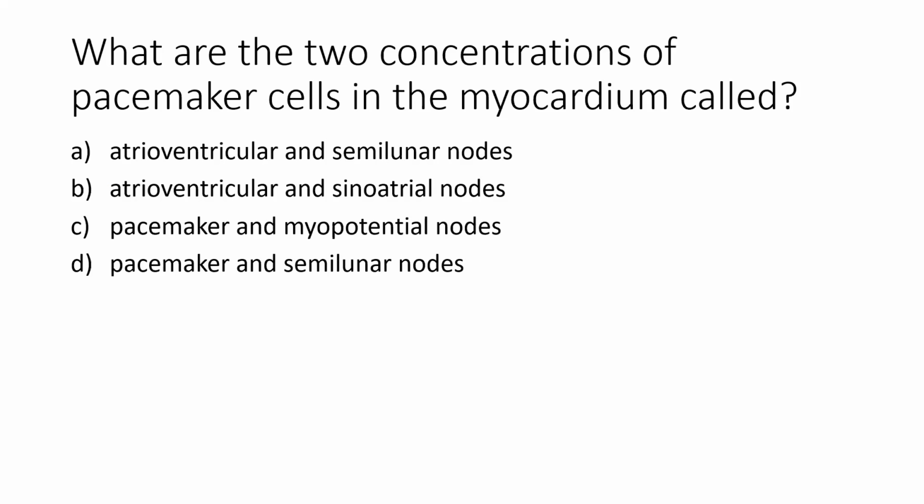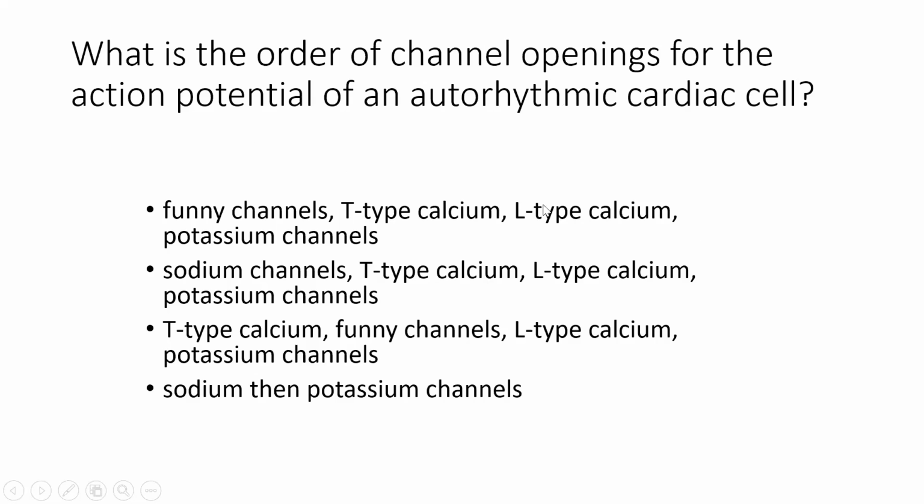The semilunar valves include the aortic and pulmonary valves. Those are the valves between the ventricle on either side and the artery on either side. And then the AV valves are the bicuspid and tricuspid valves, and those are between the atria and the ventricles. So make sure you go back and review the valves and keep them distinct from the cluster of pacemaker cells, or the nodes. And the correct answer is going to be option B, atrioventricular and sinoatrial. Let's look at another question.